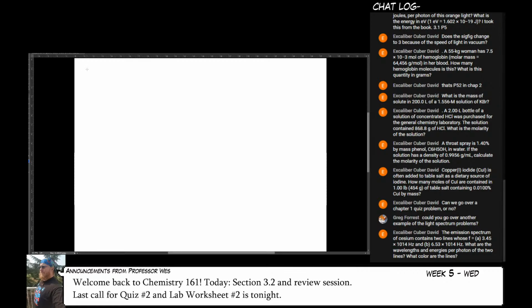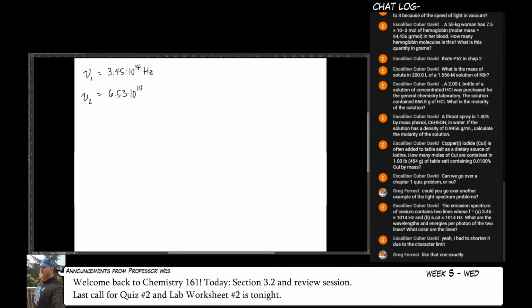Okay, so the frequency, we'll say frequency 1 is that, and then frequency 2 is this. All right. So what are the wavelengths and energies of the two lines, and then what color are they? So we want these things. I want wavelength, I want energy, and then I want color.